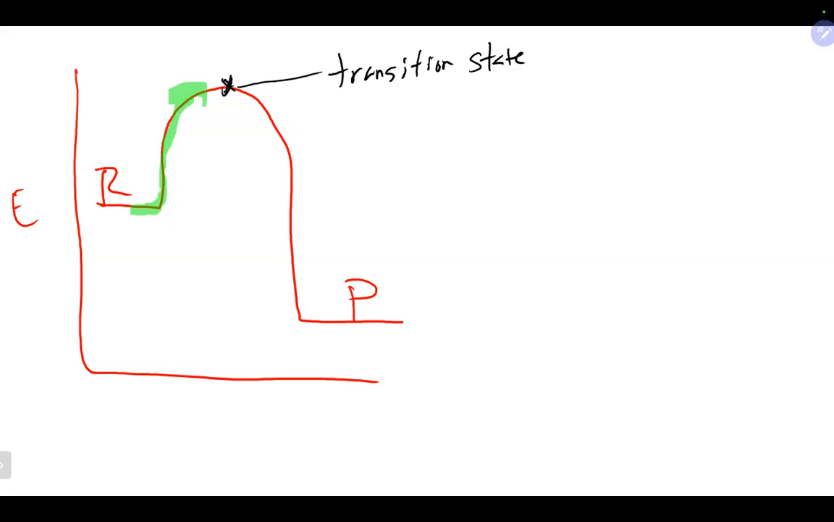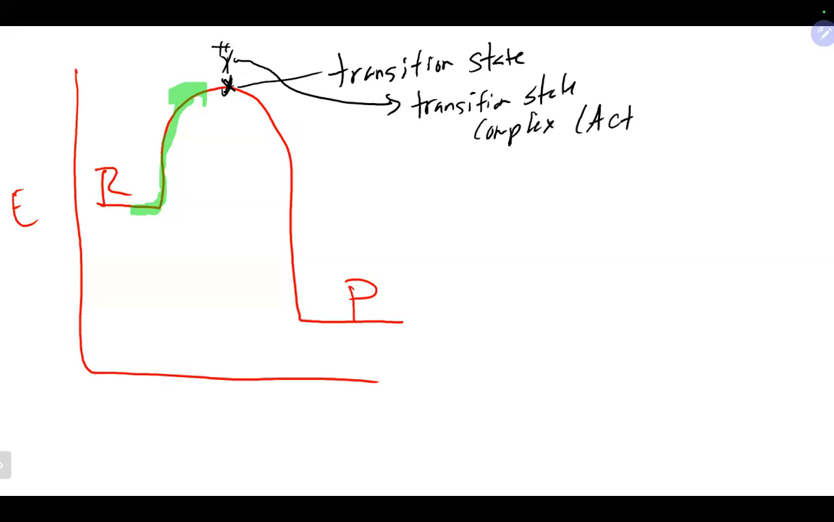And they will actually make something up here, just kind of call it an X. And this is what is sometimes referred to as the transition state complex, or sometimes referred to as the activated complex. And it pretty much is the peak in terms of energy.